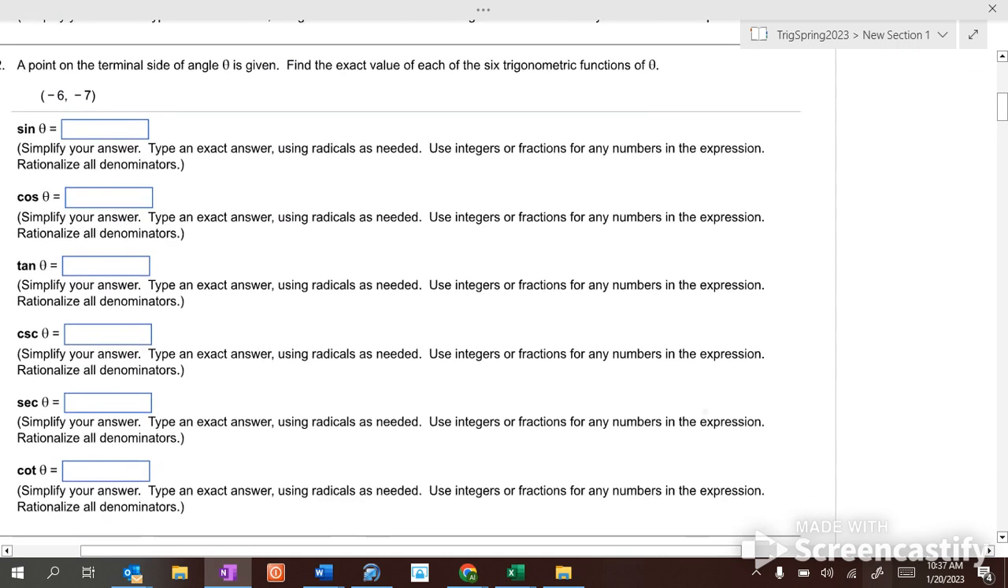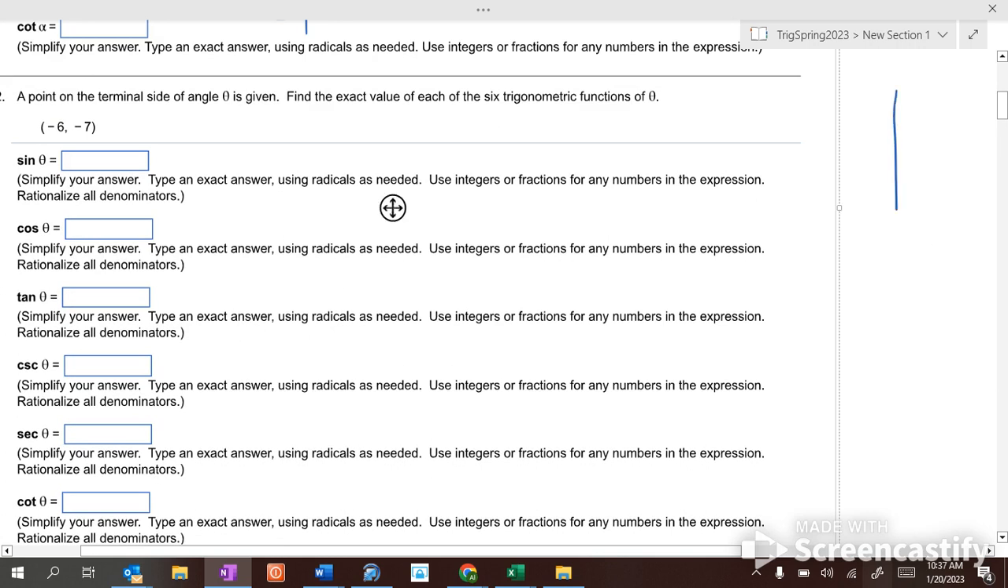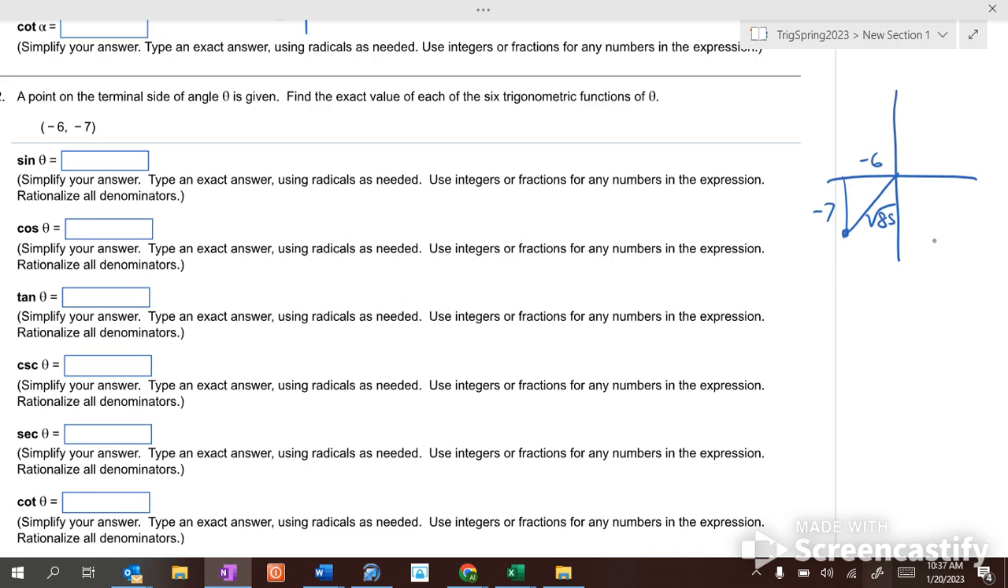Okay? What if we have negative 6, negative 7? That's not going to be a very pretty number. Negative 6, negative 7 is down here. What's negative 6 squared? What's negative 7 squared? 49 plus 36 is 85. So this is the square root of 85. So the sine is negative 7 over the square root of 85. Can't leave it like that, so we multiply top and bottom by the square root of 85. So it's negative 7 square root of 85 over 85.